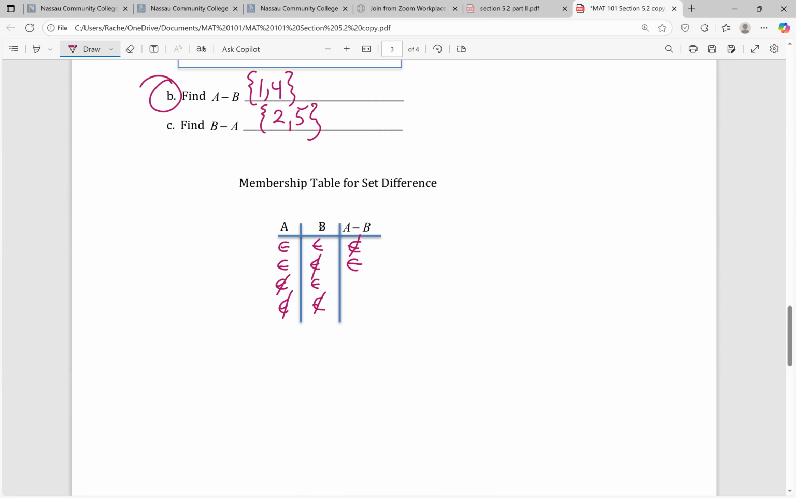And if something's not an element of A, but it is an element of B, then when we look at the difference, it's not going to be an element. And if it's not an element of A and not an element of B, then it's not going to be an element in the set difference. So that's what the membership table would look like for the set difference.